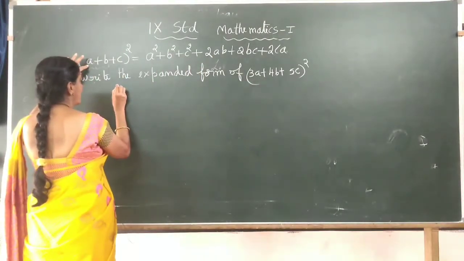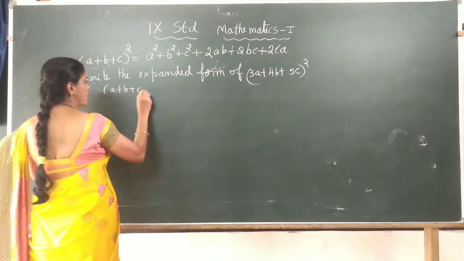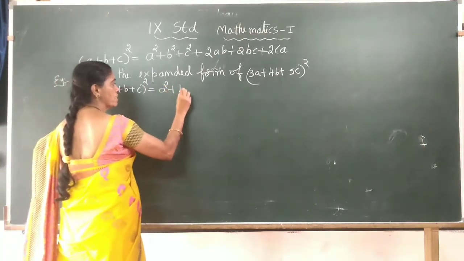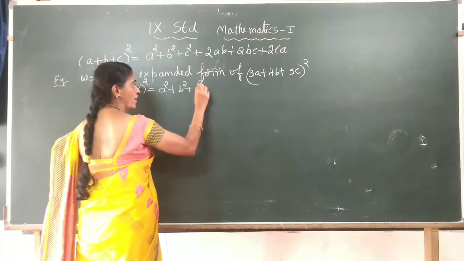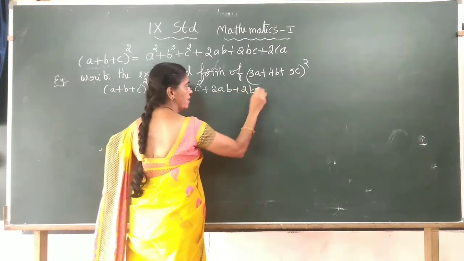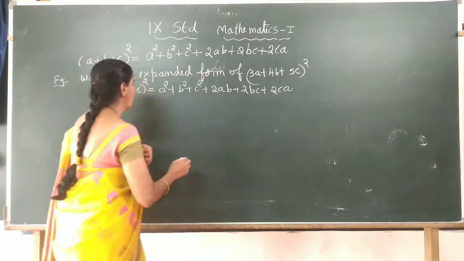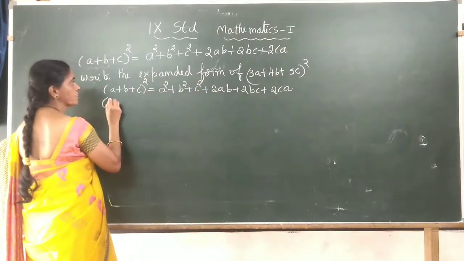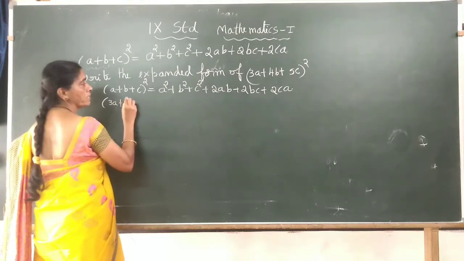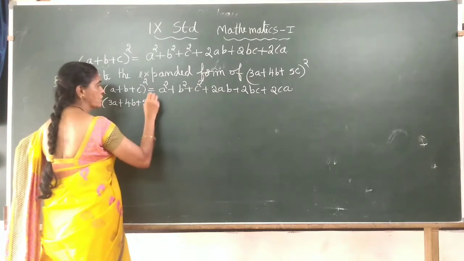I will write it again. (A + B + C) whole square is equal to A square plus B square plus C square plus 2AB plus 2BC plus 2CA. Right? Now your problem, write it down. Your problem is (3A + 4B + 5C) whole square.